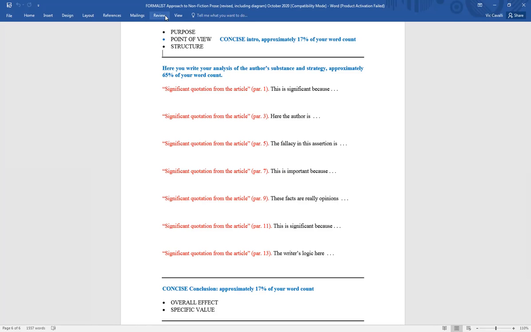So here we go, and watch the diagram that you see on the board in front of you. Look how the student is moving through purpose, point of view, structure. Look how she presents her quotations. Look at how she digs in with phrases like this is significant, or here the author is, or this is important. Notice how she's really digging in and then pulls it together at the end. So here we go.